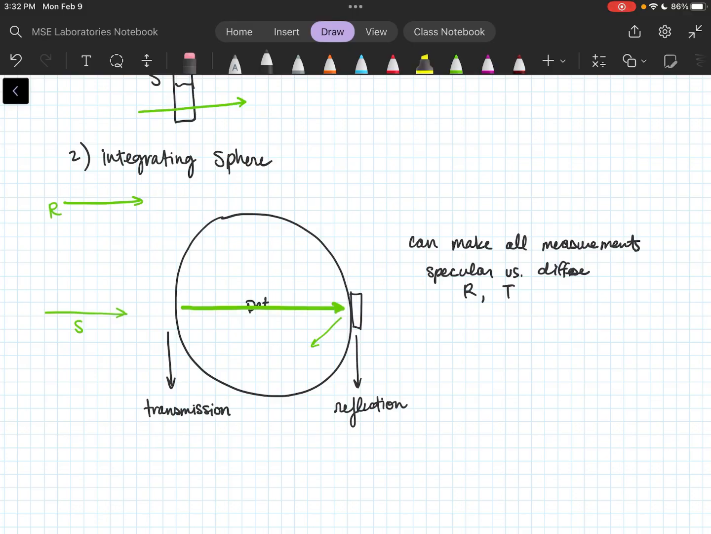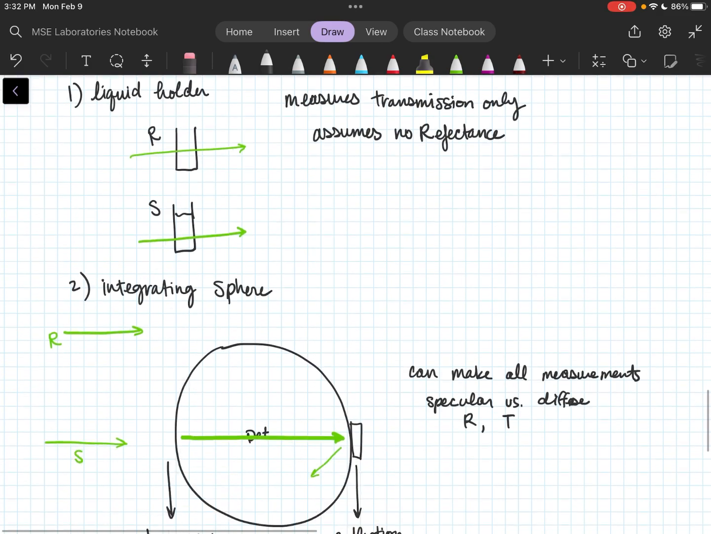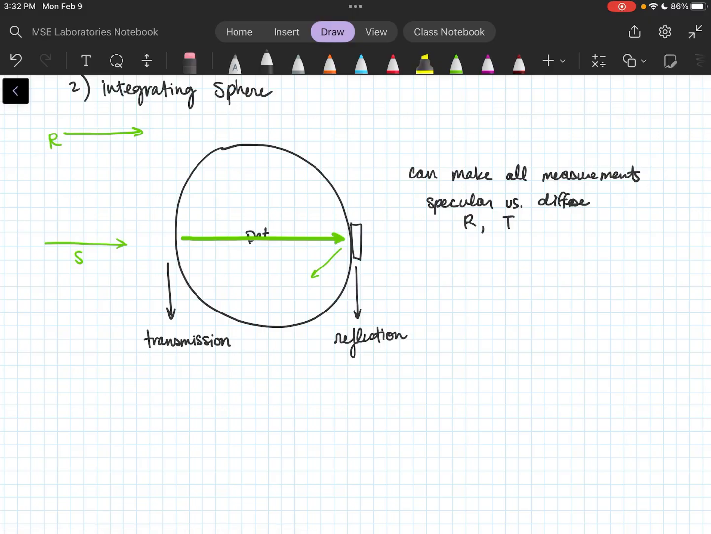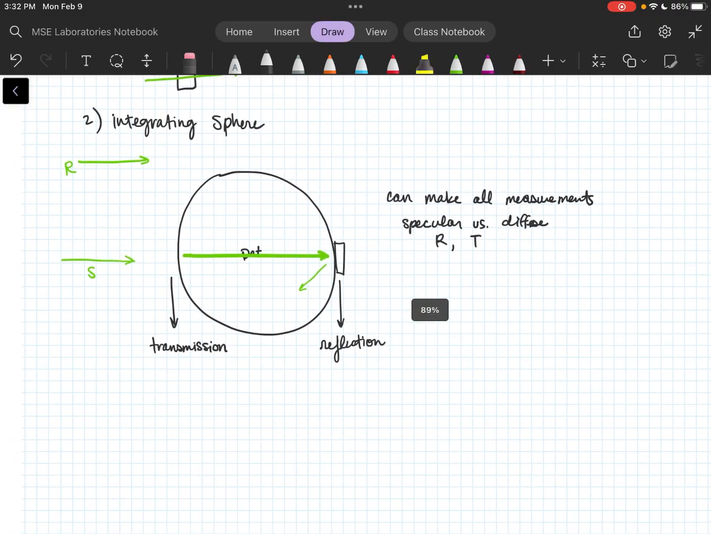So going all the way back to the beginning where we were talking about specular and diffuse, an integrating sphere allows us to measure specular transmission, diffuse transmission, specular reflectance, and diffuse reflectance. So we can take all of those measurements discretely and get a big picture of how our sample works. These are the most common two types that you'll see, an integrating sphere and a liquid holder. There are tons of different ways to hold a sample in the light path, but those depend on the project and the sample and aren't worth our time today.